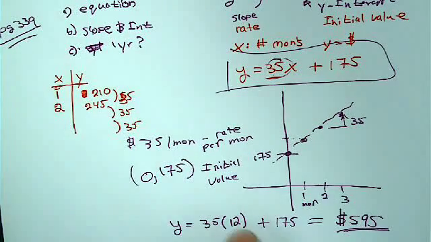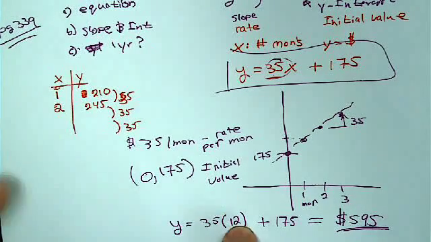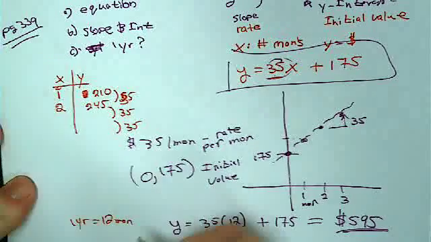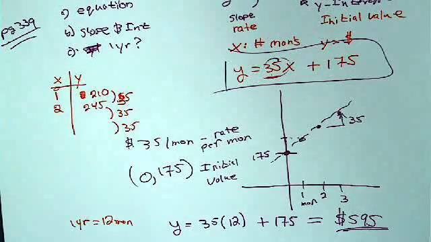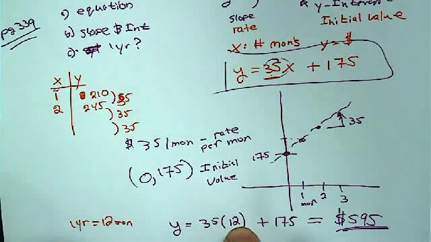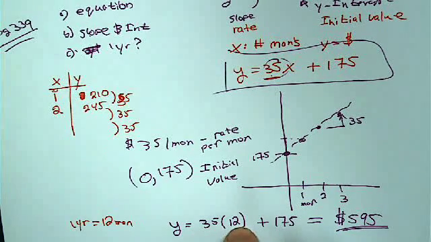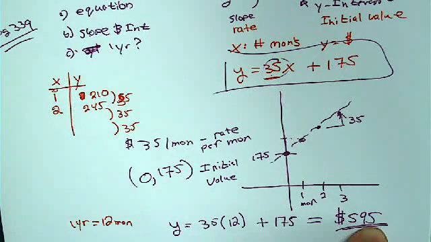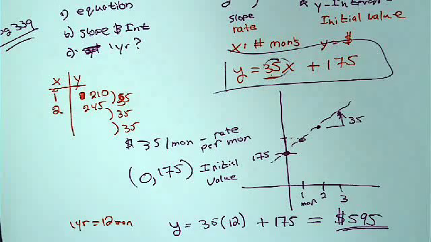Is that 12? That's 12. Because we want to know after 1 year, which is 12 months. Right. So I plug the 12 in for the number of months. Now, that goes there. So 35 times 12 gives me 420 plus 175 puts me at 595.